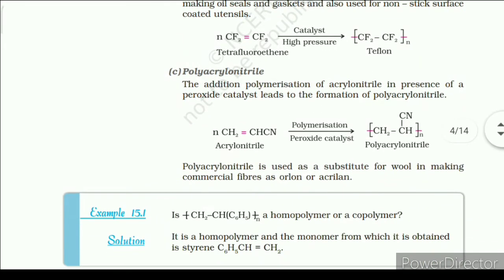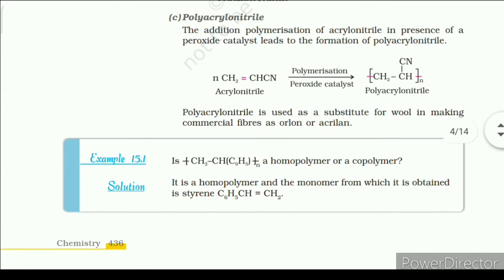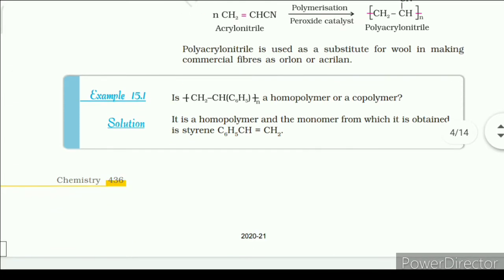Number C. Polyacrylonitrile. The addition polymerization of acrylonitrile in presence of a peroxide catalyst leads to the formation of polyacrylonitrile. Polyacrylonitrile is used as a substitute for wool in making commercial fibers known as acrylan. Skipping example 5.1 for you to solve it later, or you can pause the video and solve it right now.